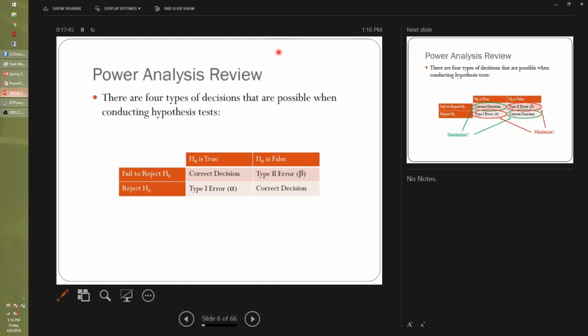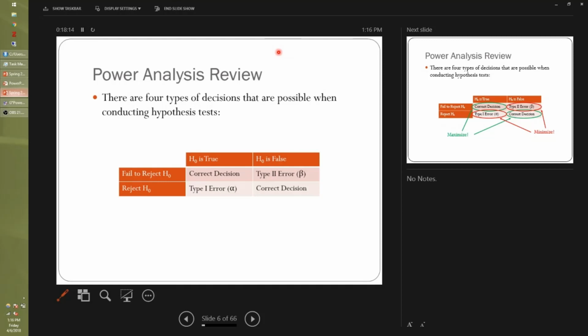So if H0, the null hypothesis, that there is no effect, is true, you can fail to reject the null, and that is a correct decision. Or you can have the null hypothesis be true, that there is no effect, and you get a significant effect. You say that there is a significant effect, that there really is a difference between two populations or whatever, and if you reject H0 in that context, you have a type 1 error. That's the really bad one.